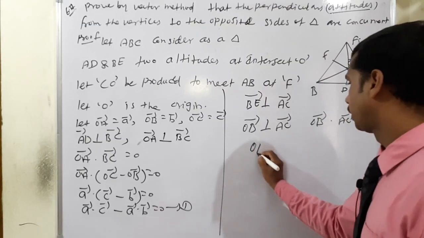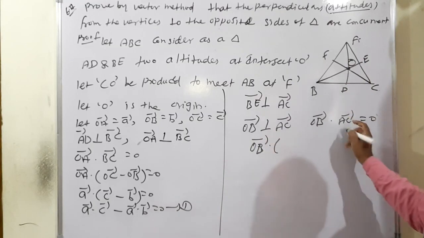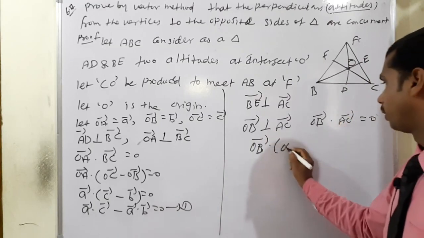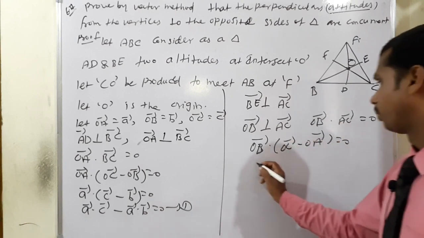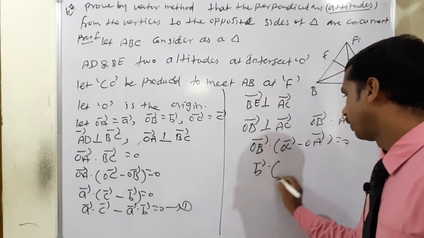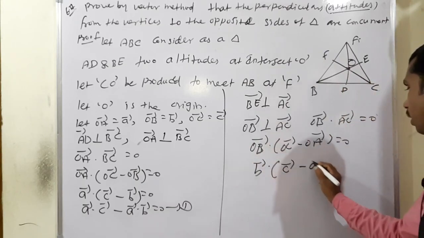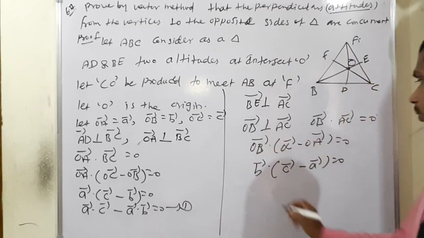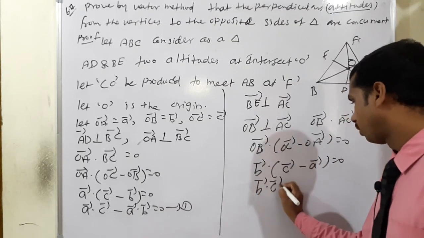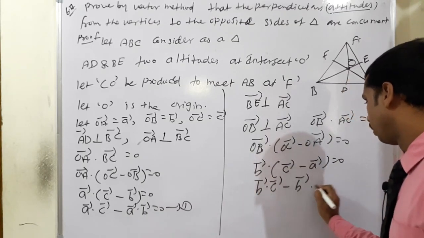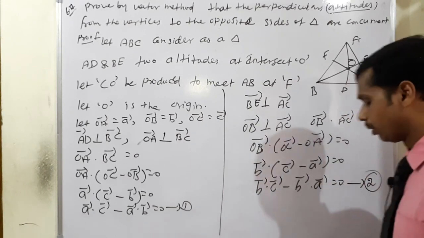Again, the position vector AC: ending point minus starting point. Therefore, OB vector dot (OC vector minus OA vector) is equal to 0. So B vector dot (C vector minus A vector) is equal to 0. If you remove the bracket, B vector dot C vector minus B vector dot A vector is equal to 0. This is considered equation number 2.